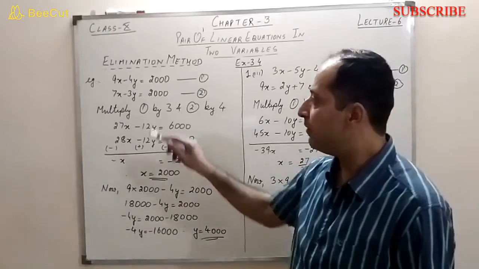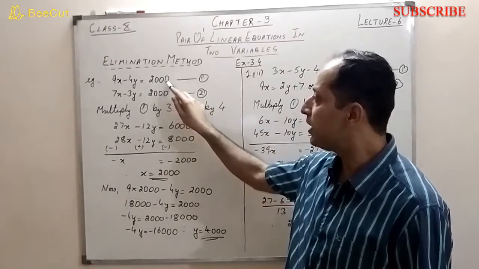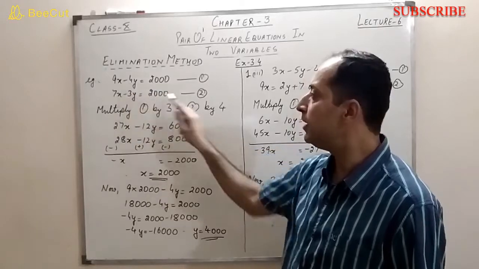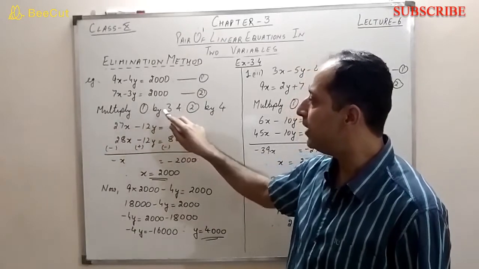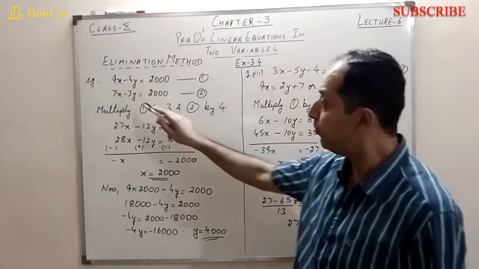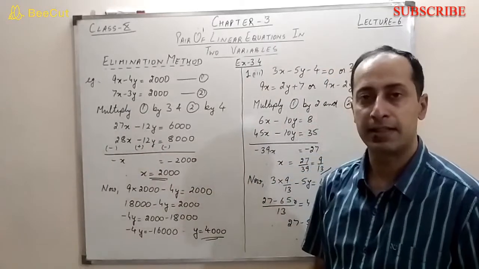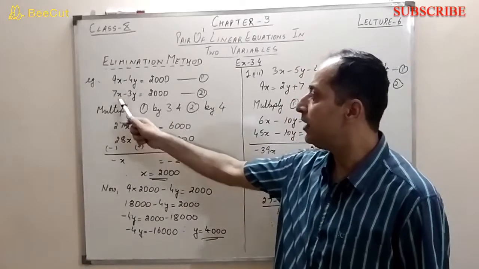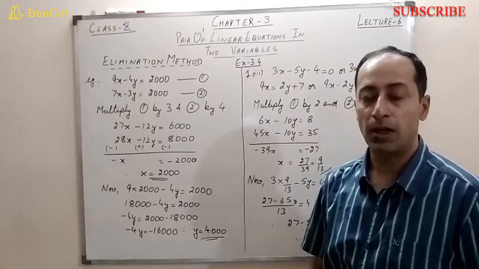For that, whatever is the coefficient of y in the second equation, I multiply the first equation by this coefficient, and whatever is the coefficient of y in the first equation, I multiply the second equation by that number, right? So I have written, multiply equation 1 by 3 and equation 2 by 4. When I multiply, I have to multiply the complete equation. Multiplying the first equation by 3, I get 27x minus 12y equals 6000, right? And multiplying the second equation by 4, you get 28x minus 12y equals 8000.